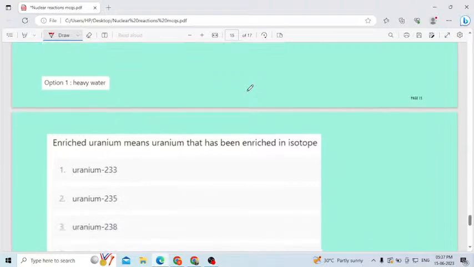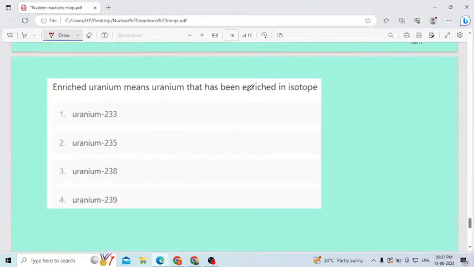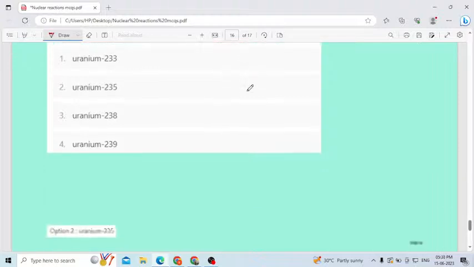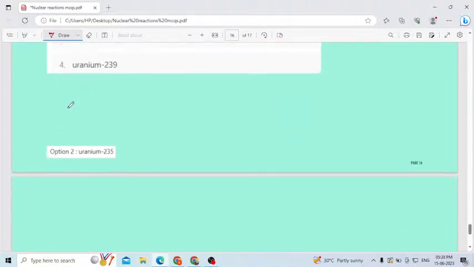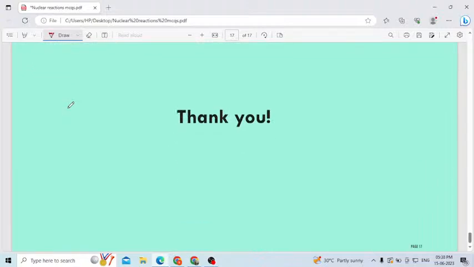Next, enriched uranium means uranium that has been enriched in isotopes. Which one is enriched uranium? Now only I explained, uranium 235. Enriched uranium means uranium that has been enriched in the isotope uranium 235. Remember.